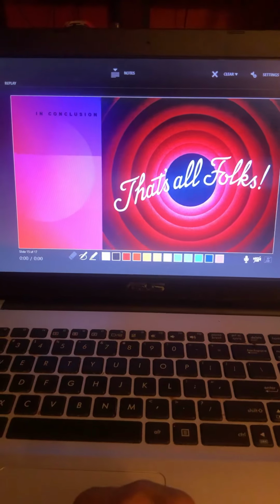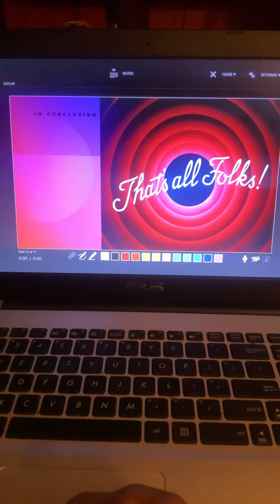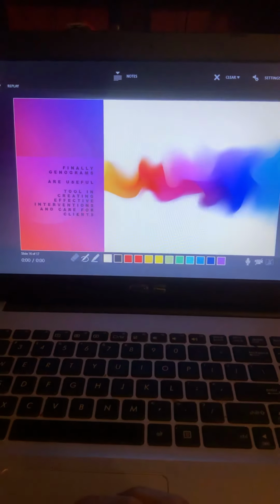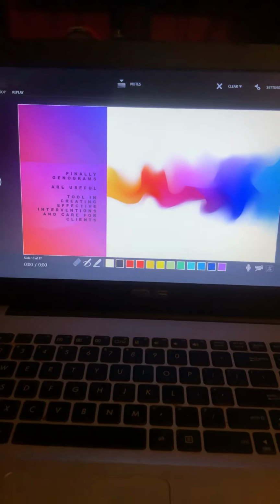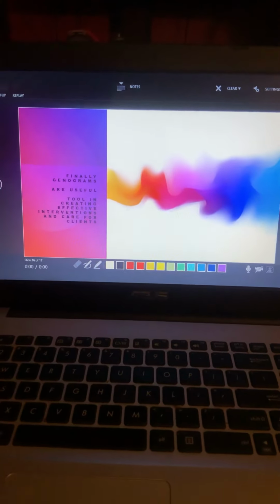So in conclusion, that's all, folks. But finally, genograms are useful. They're a useful tool in creating effective interventions.